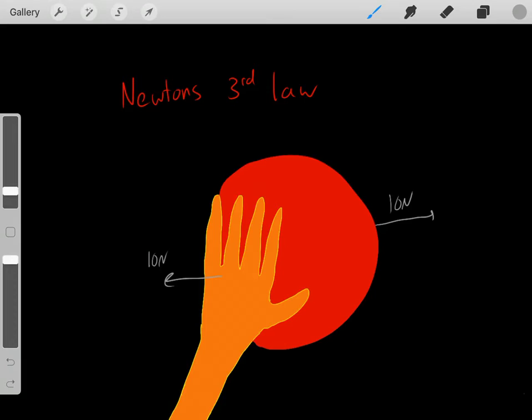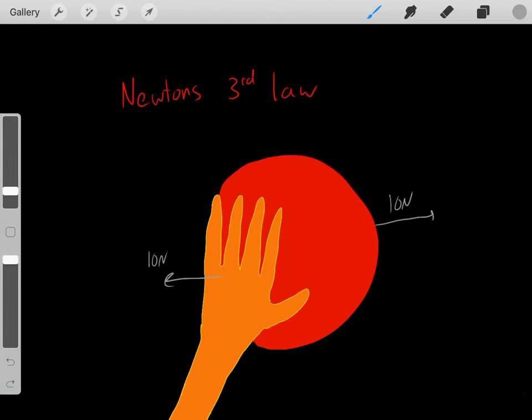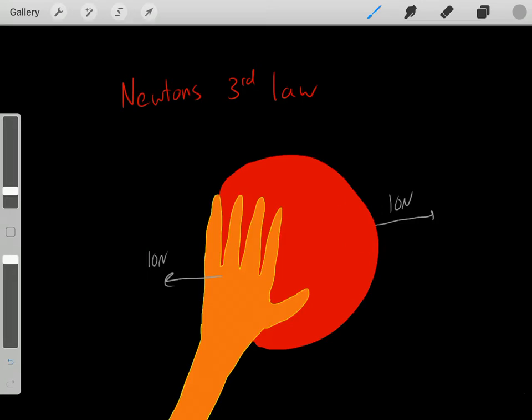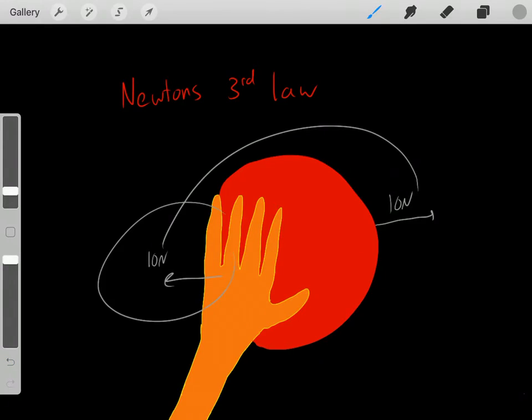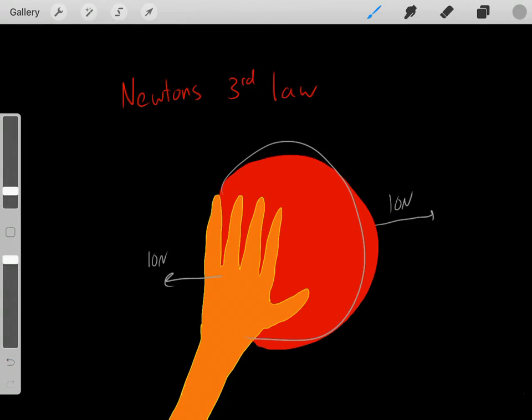Something else important to note is that these equal and opposite forces will never be on the same object. For example, if we slap this ball and it feels a force of 10 newtons, its equal and opposite force won't also be on the ball. The equal and opposite force must be on a different object, our hand in this example. There'll never be one object that feels both equal and opposite forces.